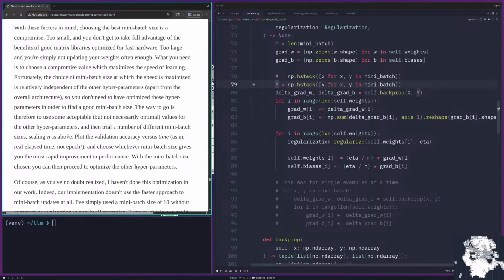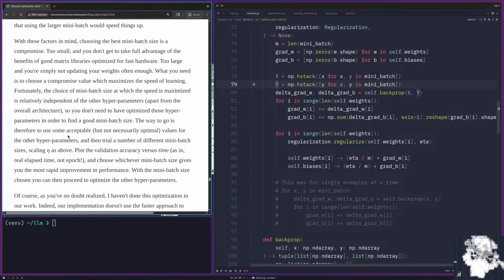With these factors in mind, choosing the best mini batch size is a compromise. Too small, and you don't get to take full advantage of the benefits of good matrix libraries optimized for fast hardware. Too large, and you're simply not updating your weights often enough. What you need is to choose a compromise value which maximizes the speed of learning.